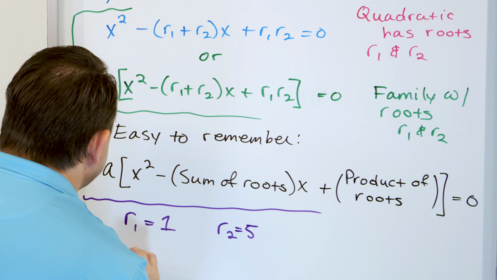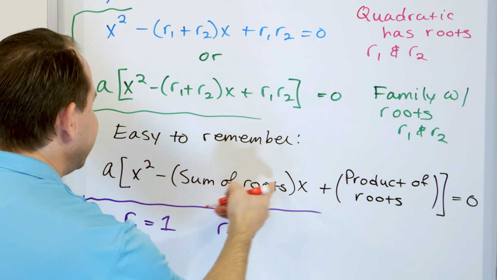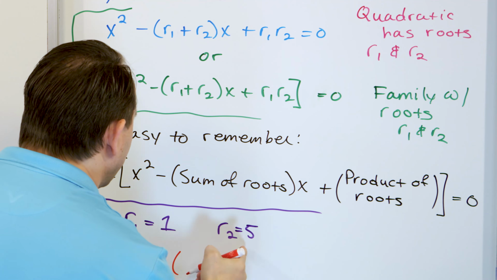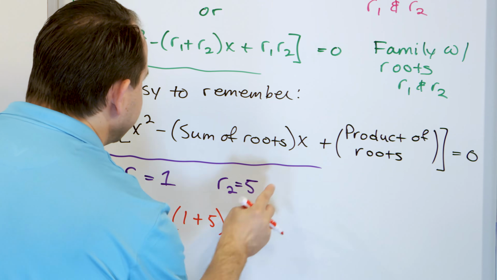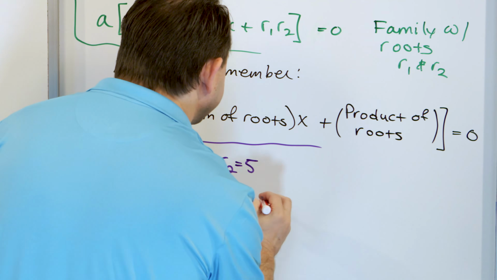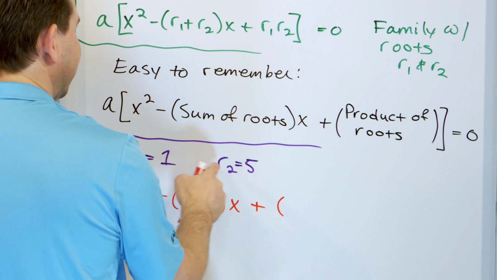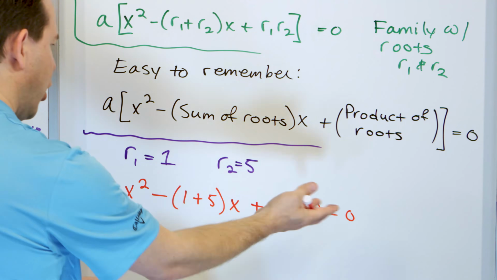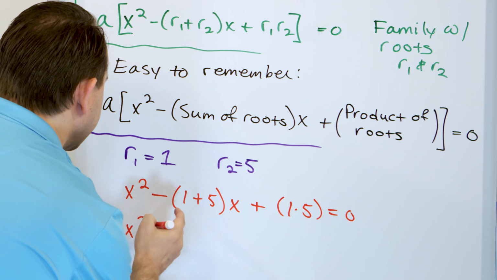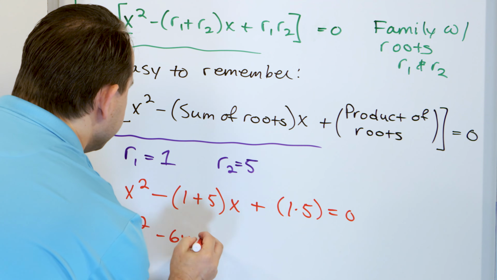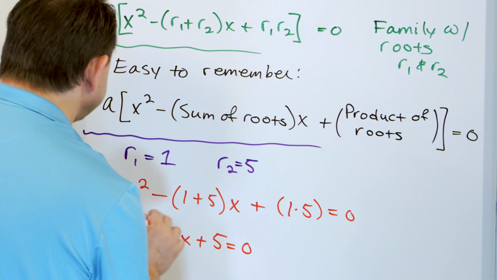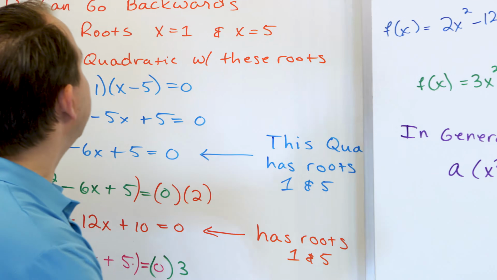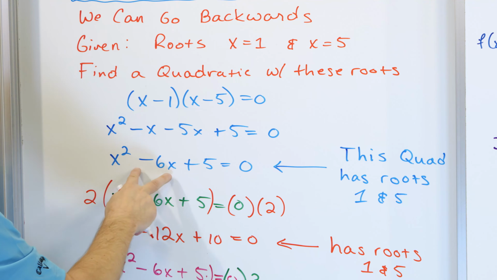So I'm going to say that it's going to be x squared minus the sum of these roots. The sum of these roots is 1 plus 5, so let's leave it as 1 plus 5 for now, times x. And then plus the product of these roots. The product is 1 times 5. And I'm hopeful that this is going to work. So I have x squared minus 6x plus 5 equals 0. And that is exactly what we have. It's exactly what we did.